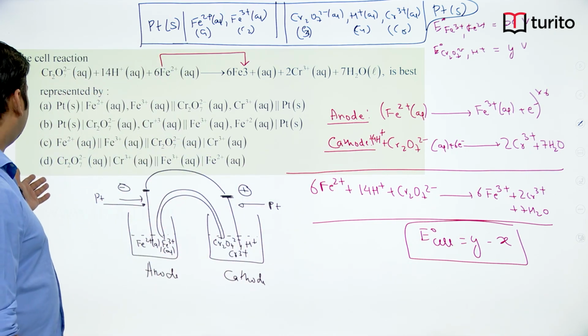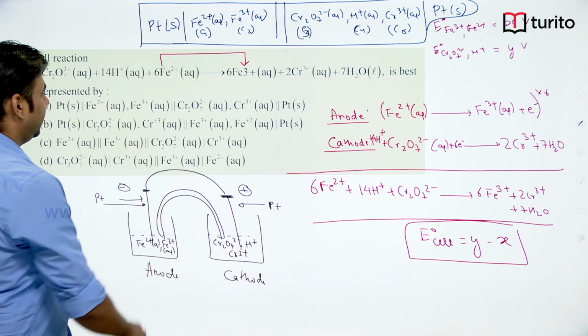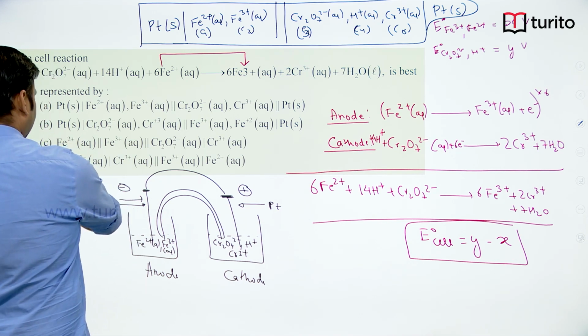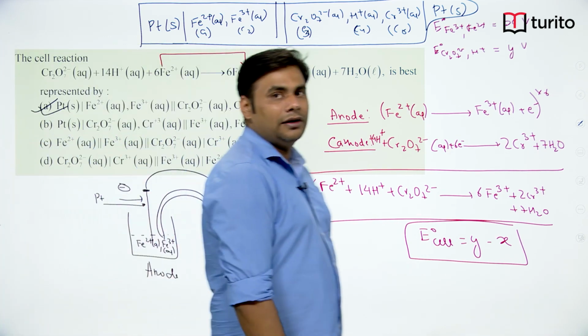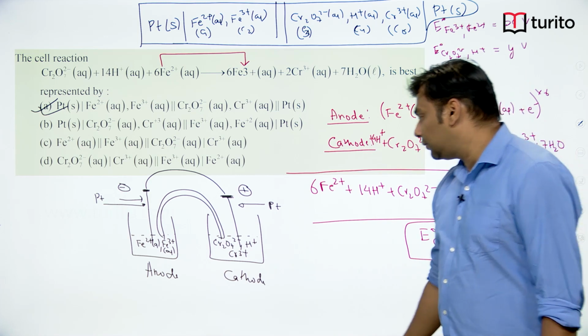So you can see that among the options, the best one is this one, because H+ is missing over here still. This is the best answer. Okay, so I hope you have understood this.